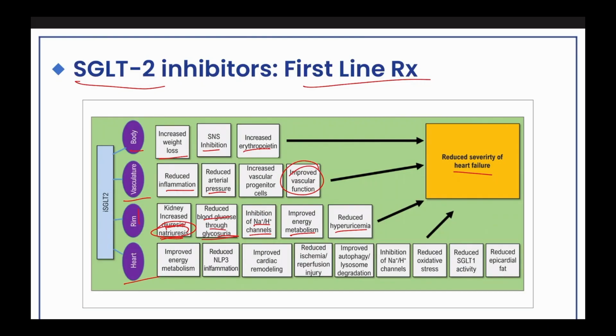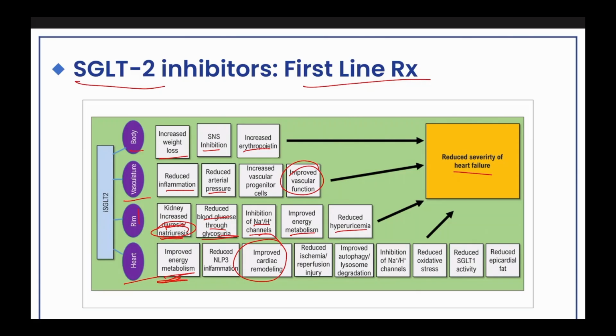And then finally, the heart. These SGLT2 inhibitors help improve energy metabolism. And if the energy metabolism is working better, the heart will work easier as well. Improved cardiac remodeling. That's important.